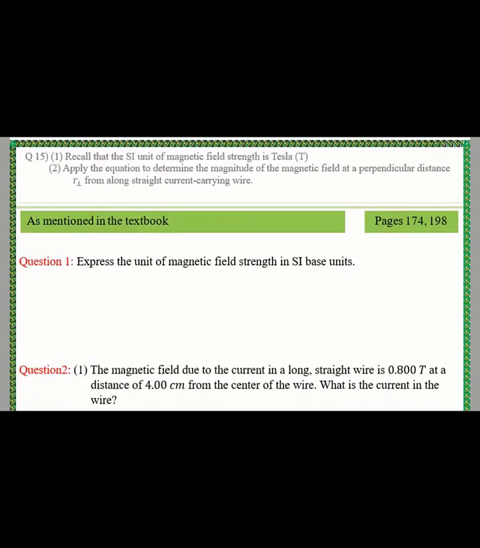For this part, express the unit of magnetic field strength in SI units. You can use the magnetic force on the wire, F = I L B sin θ, or the magnetic force on a charge, F = q v B sin θ. They are the same. The easier one is the current wire.